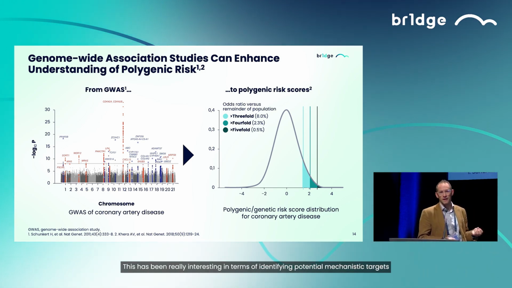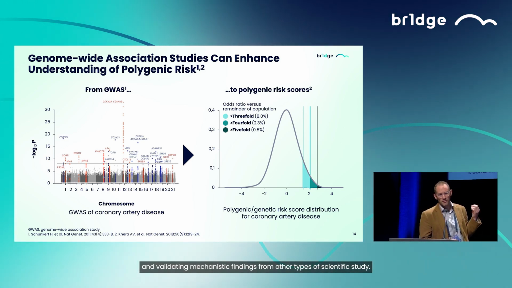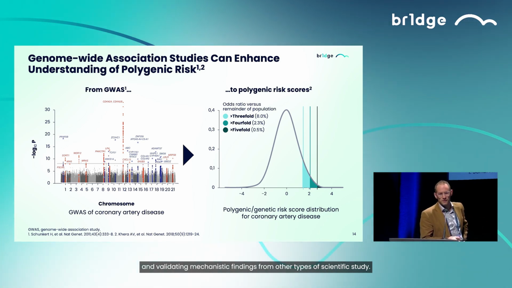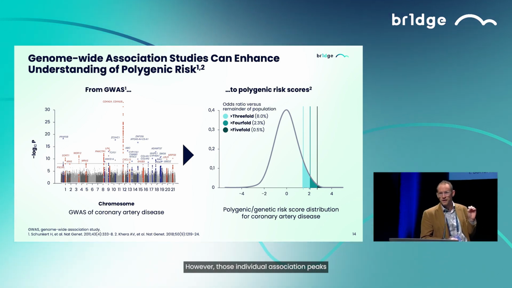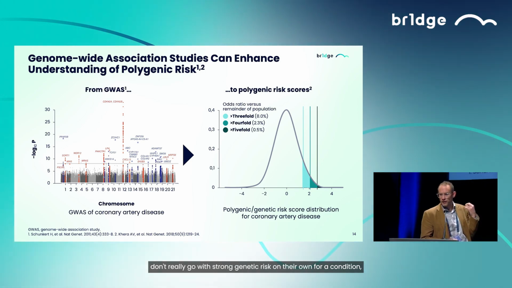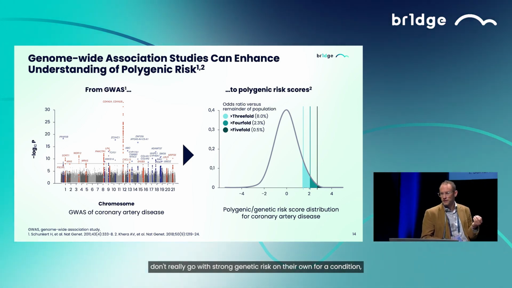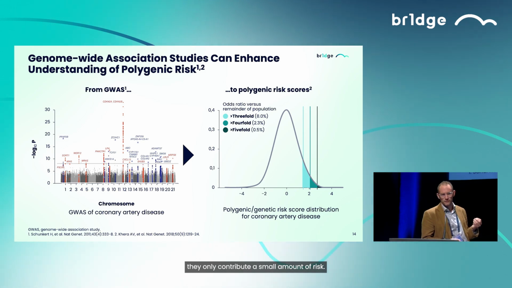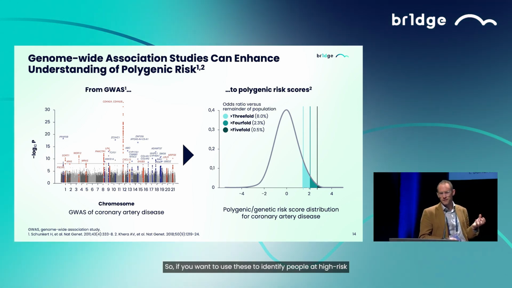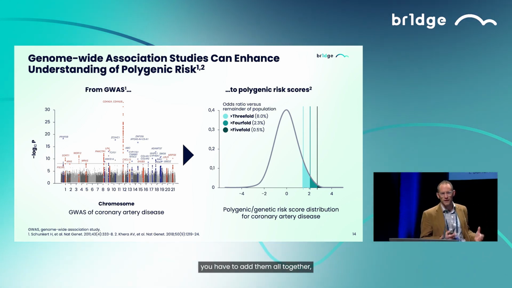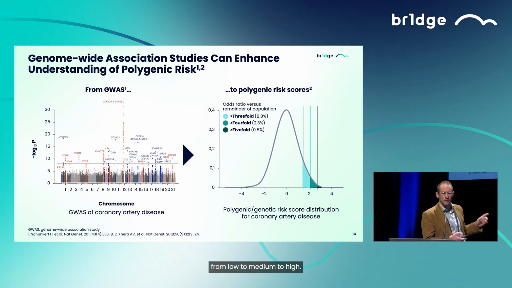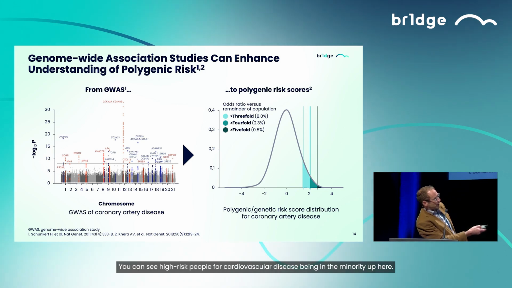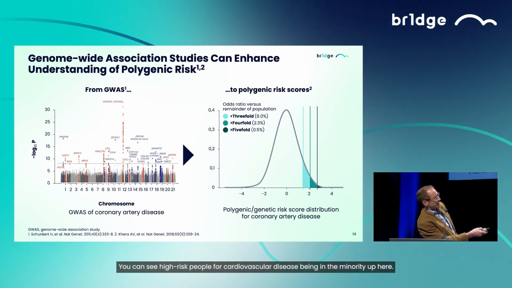This has been really interesting in terms of identifying potential mechanistic targets and validating mechanistic findings from other types of scientific study. However, those individual association peaks don't really go with strong genetic risk on their own for a condition. They only contribute a small amount of risk. So if you want to use these to identify people at high risk, you have to add them all together, create a polygenic risk score, and then place a population of people on a distribution from low to medium to high. And you can see high-risk people for cardiovascular disease being in the minority up here.